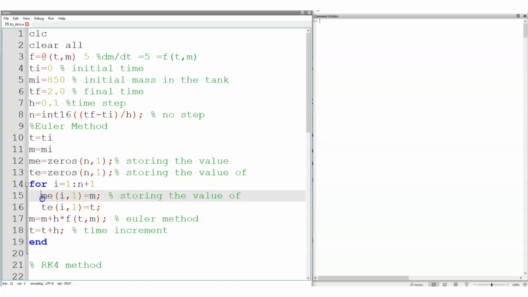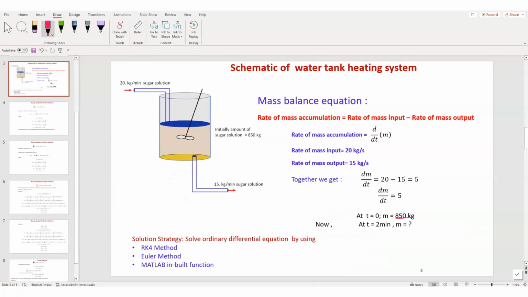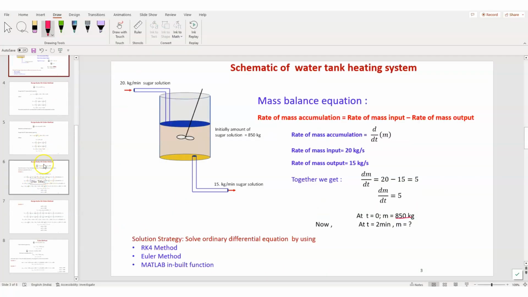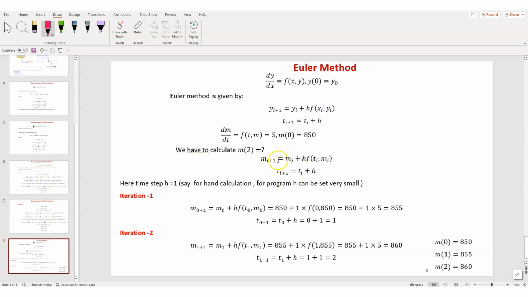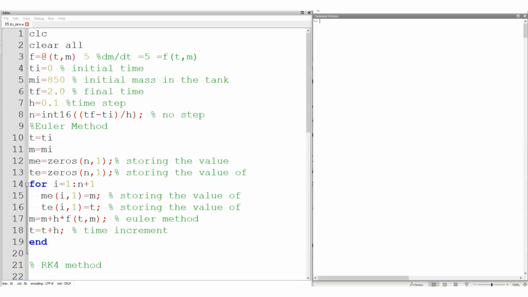Initially we just store what the m and t are at the start, and then coming to the Euler method, m is equal to m plus h into f(t, m), and t is equal to t plus h. Similar things we did here, that is for the Euler method. So m i plus 1 is equal to m i plus h into f(t i, m i), that we did here. Okay, that is the Euler method.